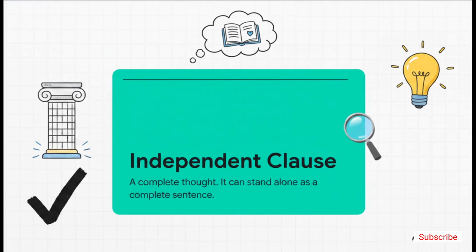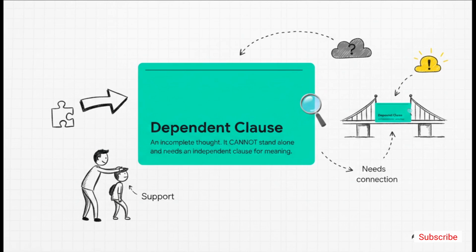First up, we have the independent clause. I want you to think of this one as the strong, self-sufficient one. It expresses a complete thought and it can stand all by itself as a full, complete sentence. Something like, I love reading books. See, it makes perfect sense on its own, no extra questions needed. And then, on the other hand, we have the dependent clause. And just like its name suggests, it's dependent. It has a subject and a verb, sure, but it does not express a complete thought. It just can't stand on its own as a sentence, because it needs more information to make any sense.